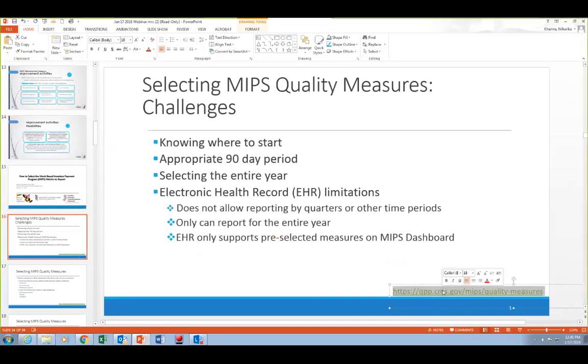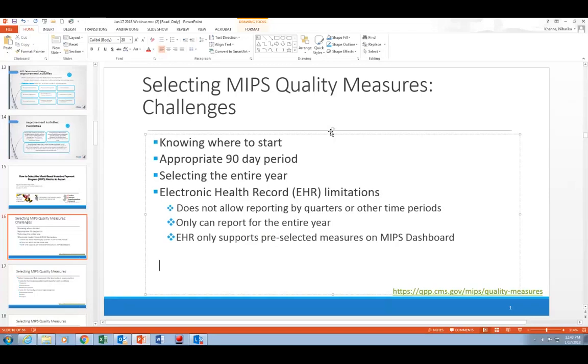Your electronic health record will probably send you a set of metrics that they've extracted, and you may or may not have been part of that conversation. So if you have been part of that conversation, you would have already selected the metrics that you're interested in, and you will be able to see on a dashboard which ones you did well in, which ones you didn't do well in. You'll also have a chance to decide whether you want to report for 90 days in a year or you want to report for the whole year.